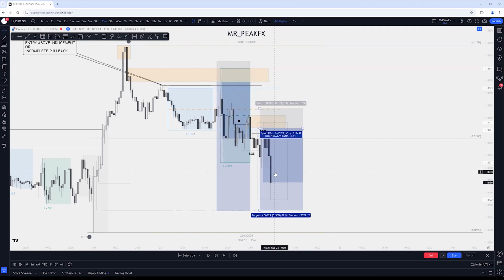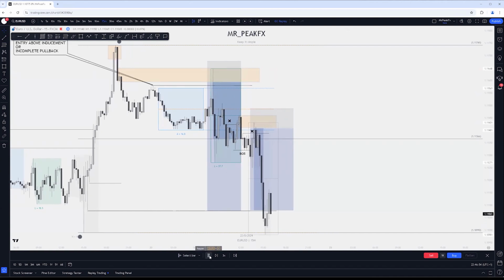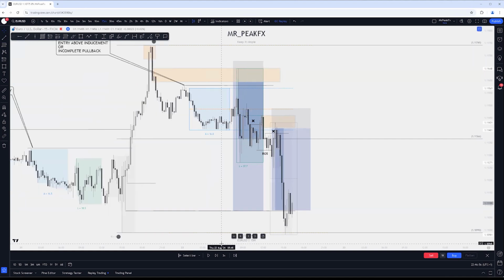So just basic logic, basic understanding, and you are fully ready to trade. What happened? Price got to my target. Price got to my targets.